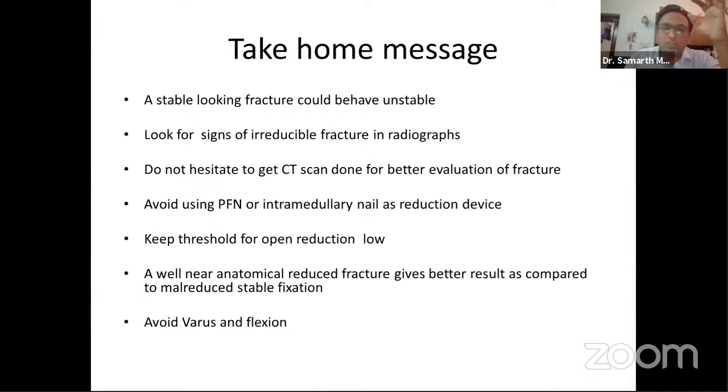And at all costs, no matter what you do, if there is one take home message that I want to bring from my talk, it is to avoid varus and flexion in intertrochanteric and subtrochanteric fracture at any cost.